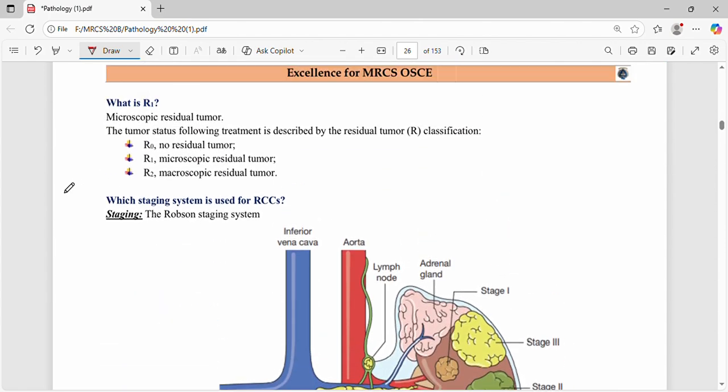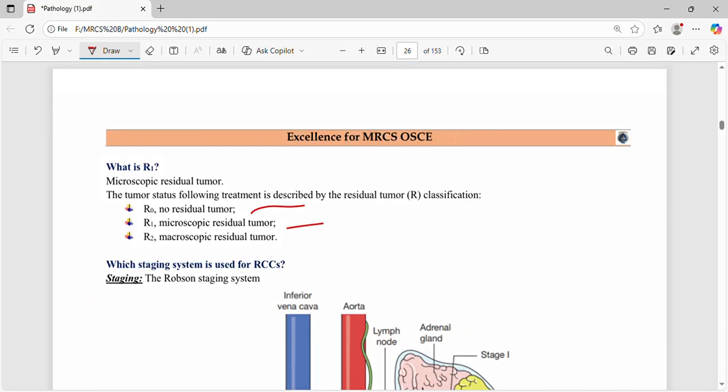What is R1? Remember, it is microscopic residual tumor. The tumor status following treatment is described by the residual tumor R classification. R0 is no residual tumor, R1 is microscopic residual tumor, and R2 is macroscopic residual tumor. R2 means you can see the remaining tumor with the naked eye. R0 means you can't see any, and R1 is visible only through a microscope.